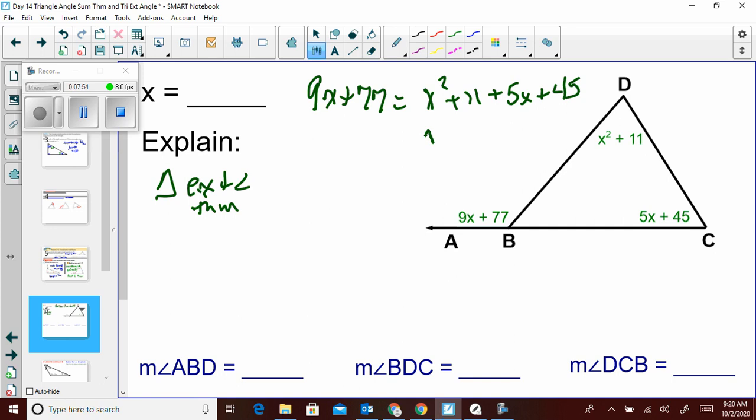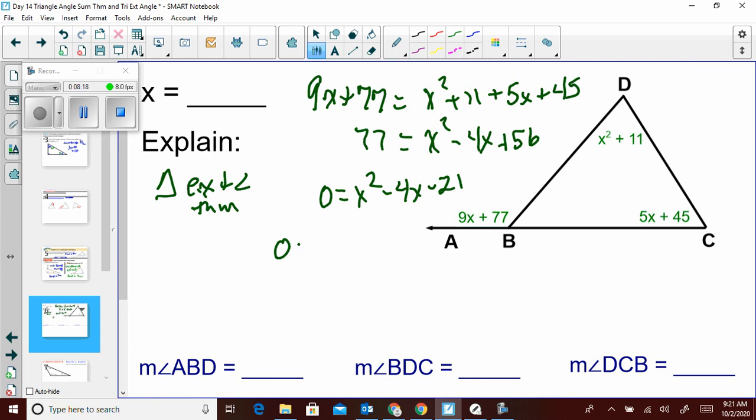So I'm going to solve this out. X squared. If I bring the 9x over, minus 4x, right? I won't skip that step because then we've got to combine this. So that is plus 56. So I get 0. It's x squared minus 4x minus 21. I'm going to factor that out. X minus 7, x plus 3. X is equal to 7 or negative 3.